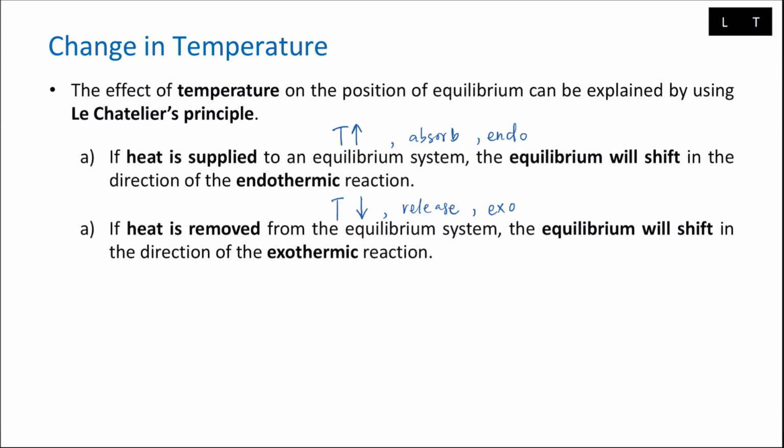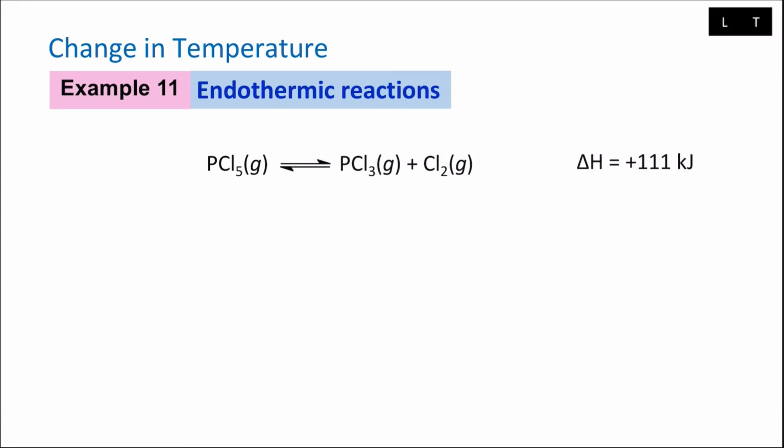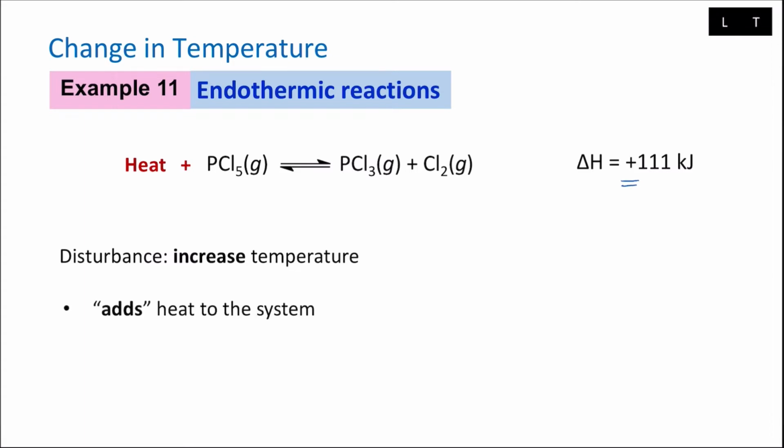So mari kita lihat beberapa example. I have example 11. Kita fokus dulu bahagian endothermic reaction. So endothermic reaction, macam mana saya tahu this one adalah endothermic reaction? Because the positive sign for its enthalpy. So enthalpy here, so bila saya tahu dia adalah endothermic reaction, saya akan tambah heat dekat bahagian reactant. Seterusnya, let's say I want to disturb the equilibrium for this system where I increase the temperature. So bila increase the temperature, maknanya saya tambah heat to the system.